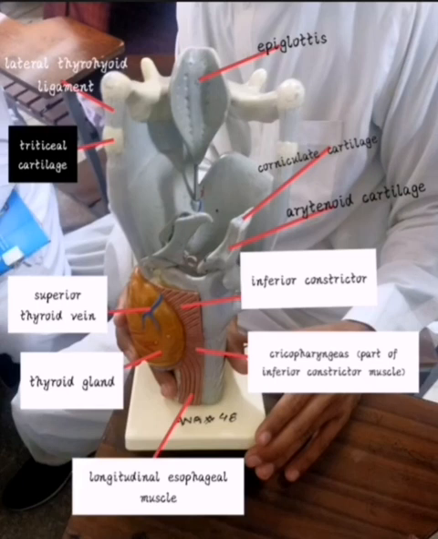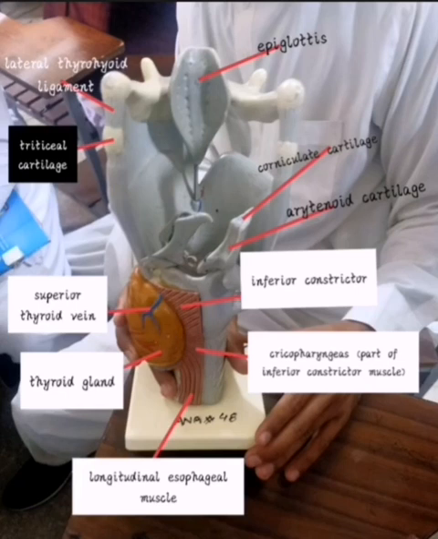Now move down. These two have three cartilages, right? The bigger one is the arytenoid cartilage. Then above it, at the tip of it, will be the corniculate cartilage, and at the tip of the corniculate cartilage you will have a cuneiform cartilage, but that is not visible, right? Now move ahead to this orange structure. Overall it is the thyroid gland, and you are seeing some blue-colored veins, and these are the superior thyroid veins.